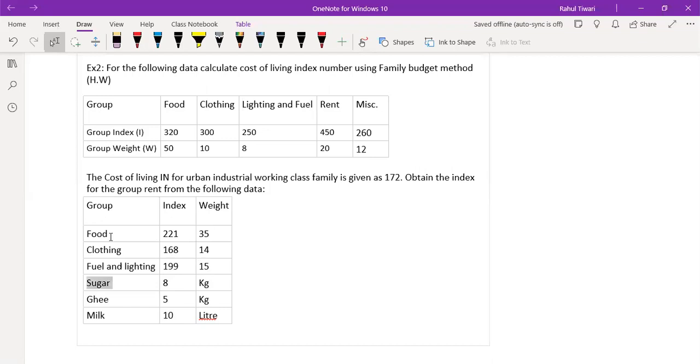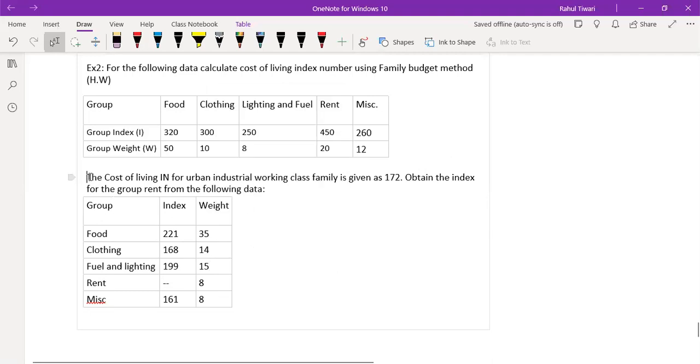$199. Quantity is 15. You have some amount for rent that you don't know, that you have to find out. Quantity is 8, or weight is 8, and you have a mixed part, 161, 8, 58. So again you can get these answers.